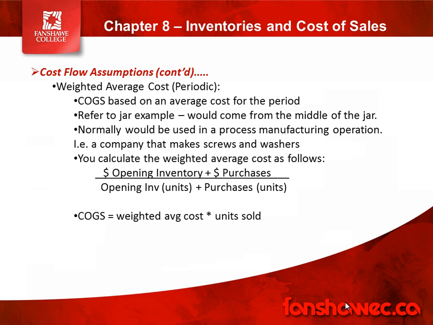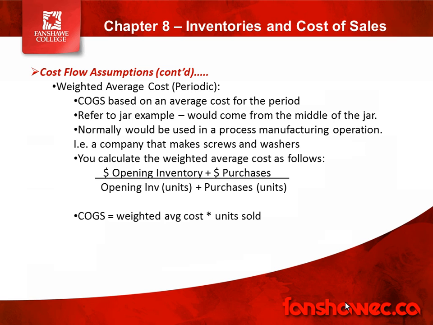So weighted average cost is exactly what it sounds like. We're going to try and figure out, if we took all the inventory items that we started the period with, plus all of the purchases from the period, and added all those up together and divided by the total number of units, that's going to tell you on average how much each item in inventory cost you. Because periodic inventory is only done every once in a while, it makes sense that we only calculate the weighted average once in a while.